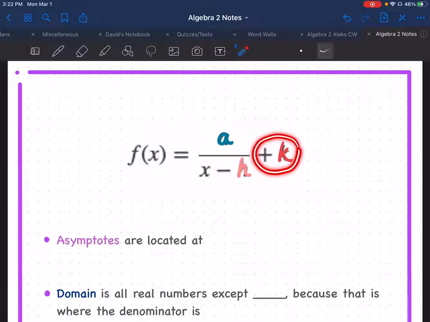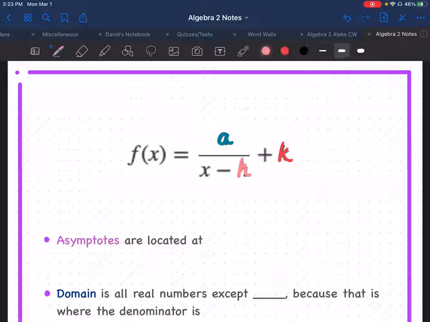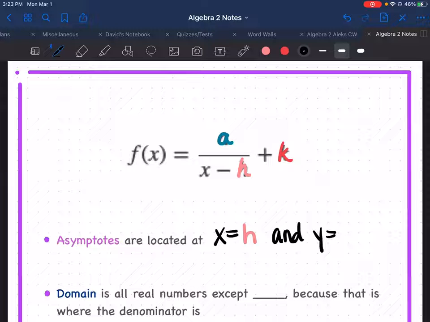And then k is being added or subtracted behind the rational expression. And k is not trying to trick you. If k looks positive, k is positive. If k looks negative, k is negative. All right, my asymptotes are at x equals h and y equals k. This is the beauty of this form of the rational function, because now I just have to figure out what h and k are, and now I know where my asymptotes are.